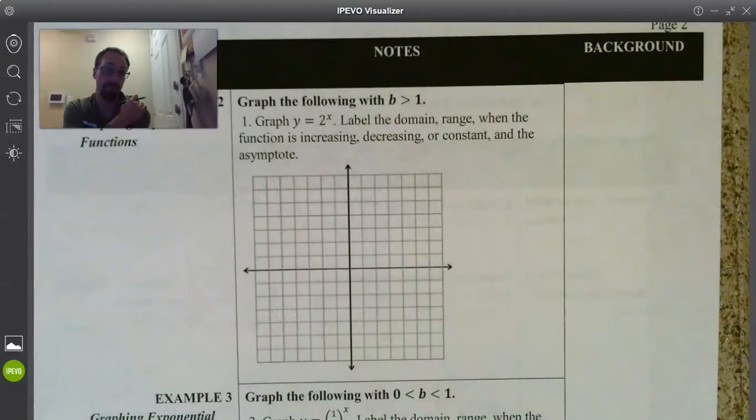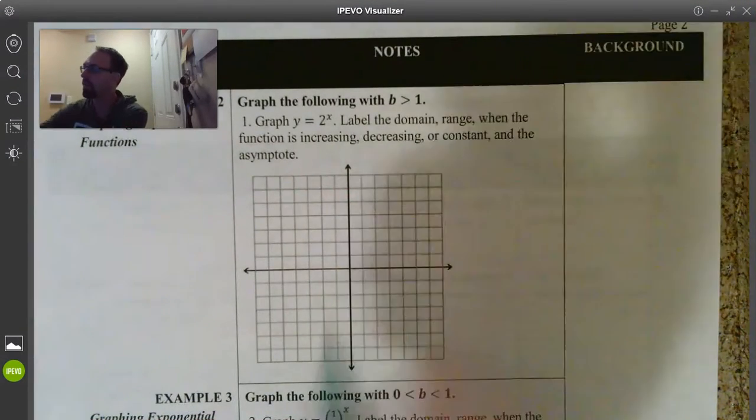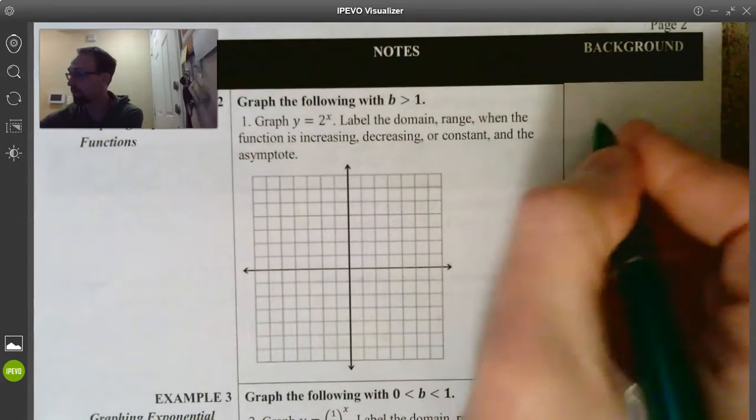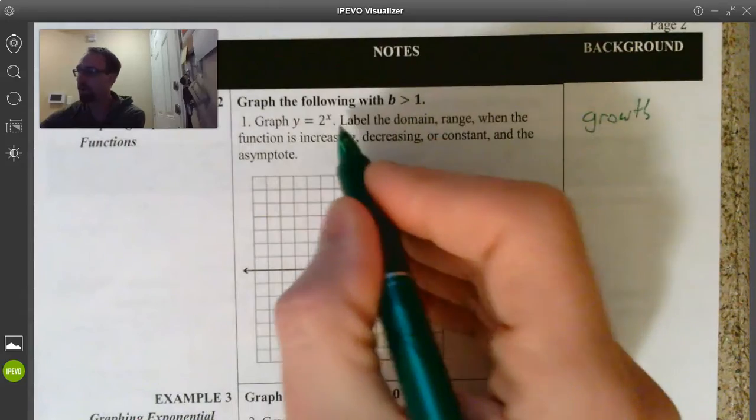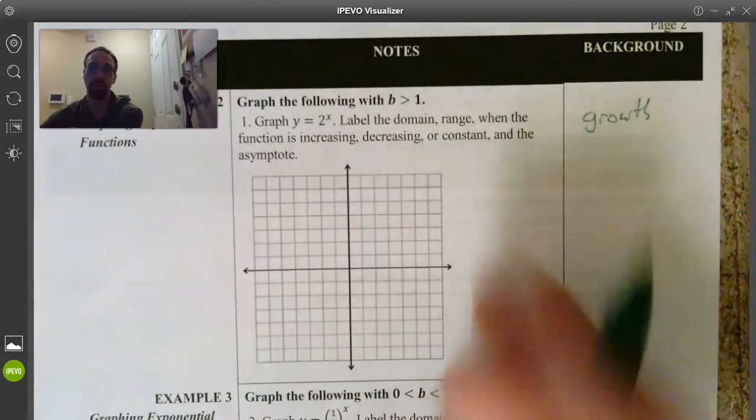Talking now about graphing. So graphing exponential functions. This one is where we have exponential growth. So this is going to be one with growth. I know that because the value here, 2, the base 2, is greater than 1.